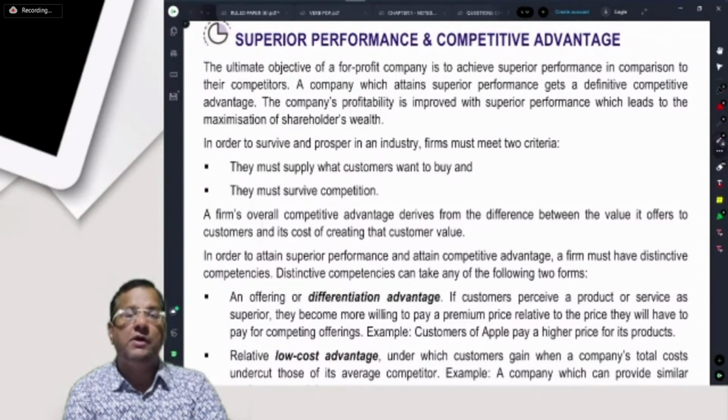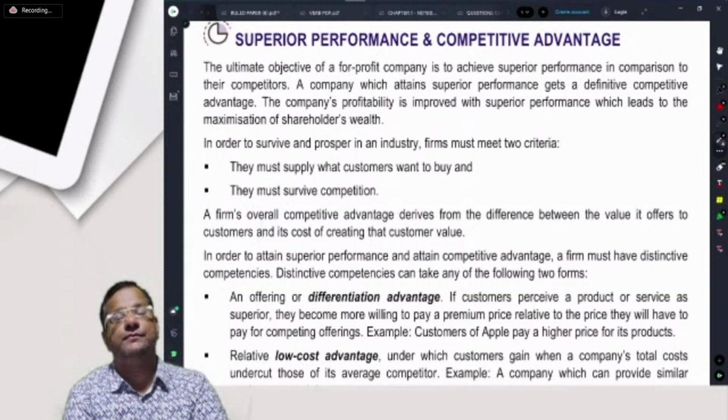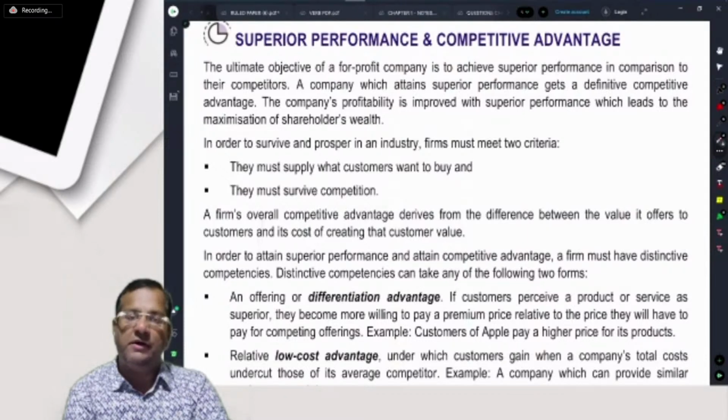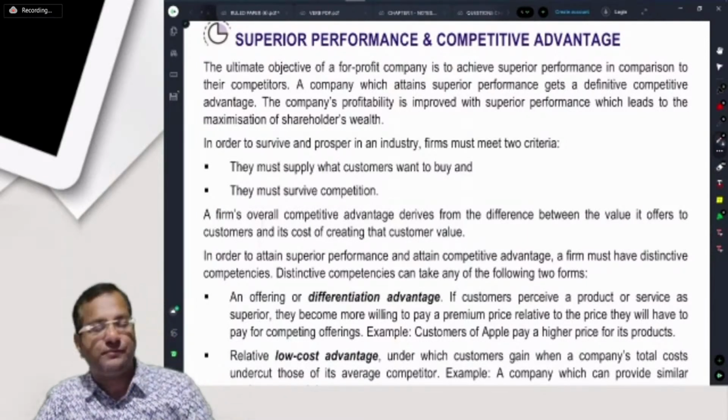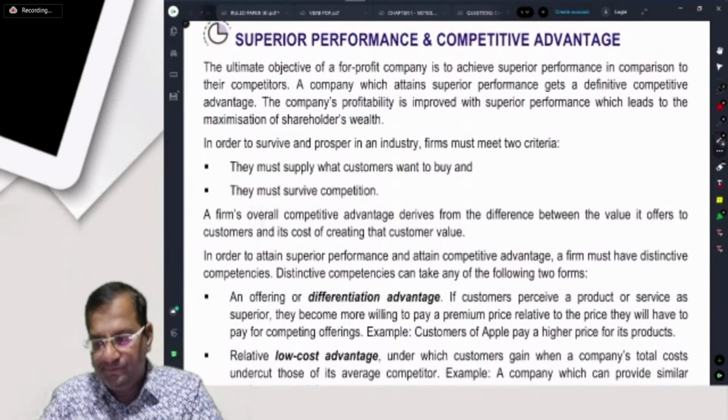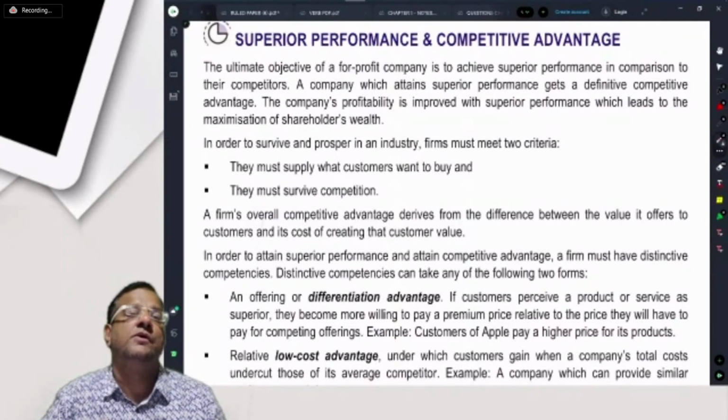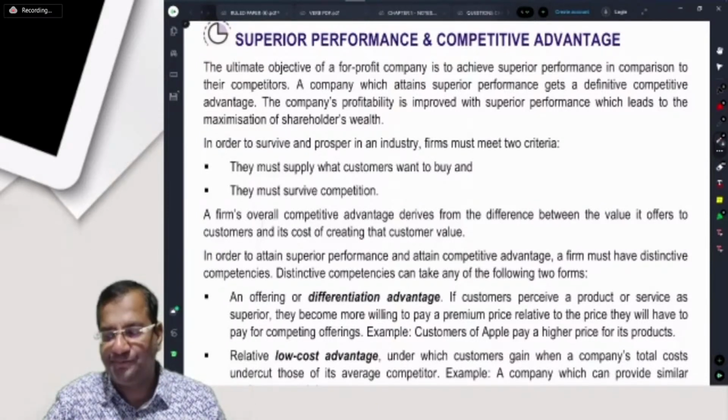Write down point number 1. Company must fulfill the want of customer. Company must fulfill the want of customer regarding the quality, comma, timely availability, comma, service, after sale service, etc.